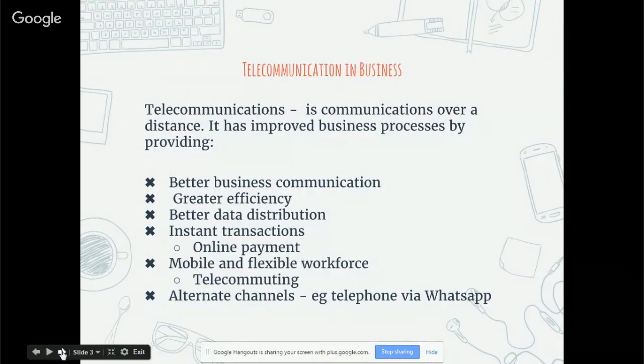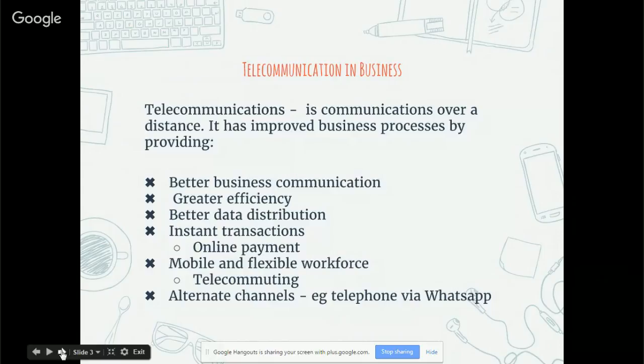So telecommunication is actually communication over a distance. Tele and communication. It's a combination of two words. So it's communication over a distance, and it has improved business processes by providing better business communication, greater efficiency, better data distribution, instant transactions, like online payment, mobile and flexible workforce, like you can telecommute, like we're doing now, we're really broadcasting this so that Floyd will be able to go back and listen to this presentation. And you have alternate channels.